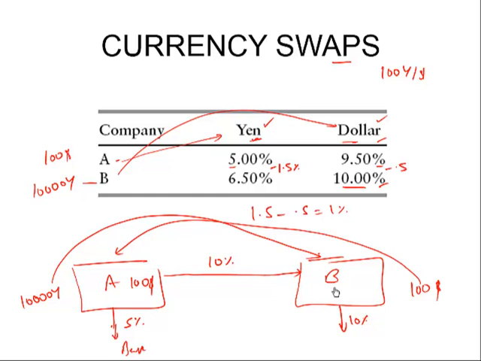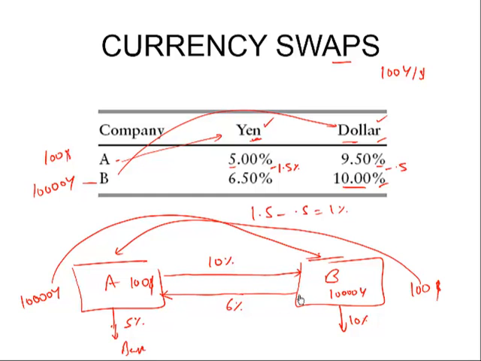Company B, on the other hand, has received 10,000 yen from company A, on which it will have to pay interest in yen terms, on which company B pays 6%. So he pays 6% on the 10,000 yen, and in the future he'll give back the yen also. He's taken $100. A pays 10% on the dollars, and in the future he'll return the dollar as well that B can again pay back to his bank.